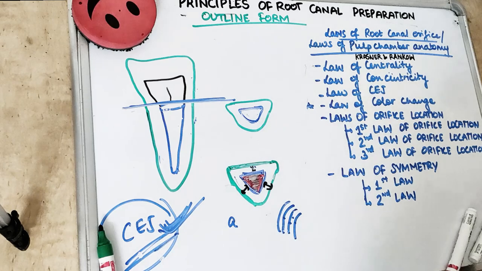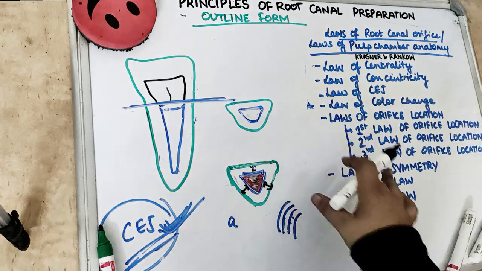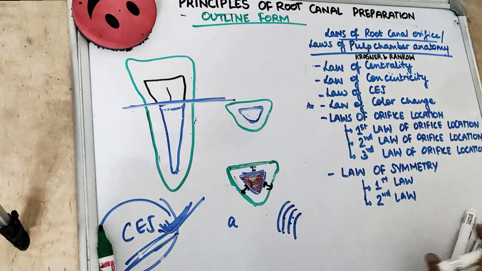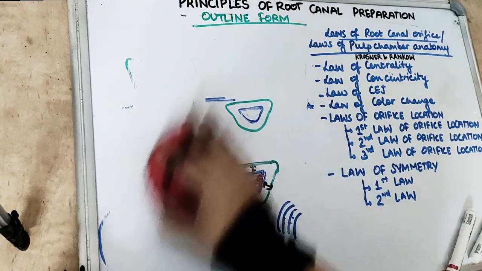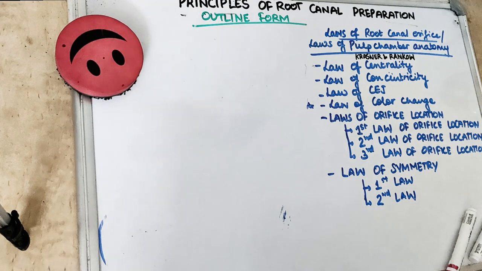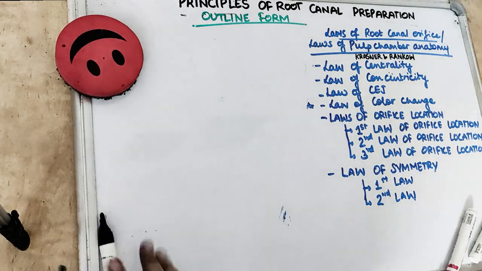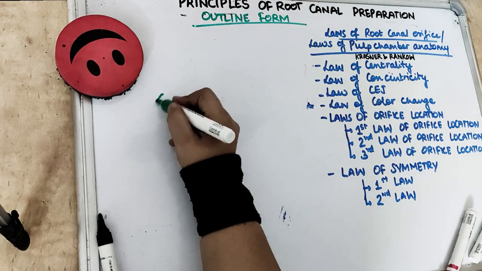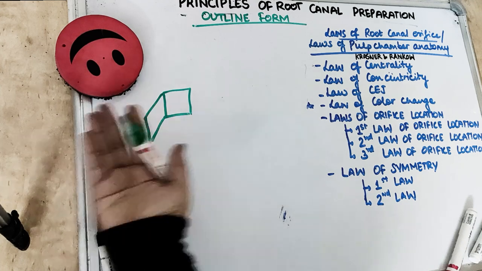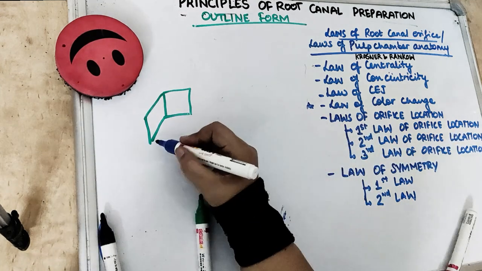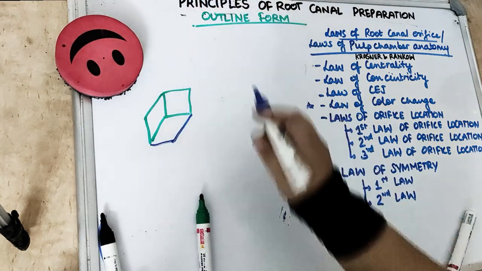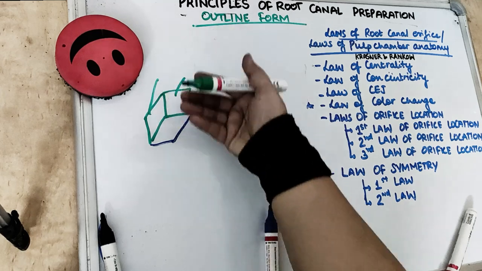Coming to the laws of orifice location. The laws of orifice location tell us where the orifice is going to be. The first law of orifice location states that the orifice is located at the junction of the walls and the floor. What does that mean? I'm going to make the walls in green and the floor of the pulp chamber in blue. So this blue is the floor, and these green colors are the dentinal walls.